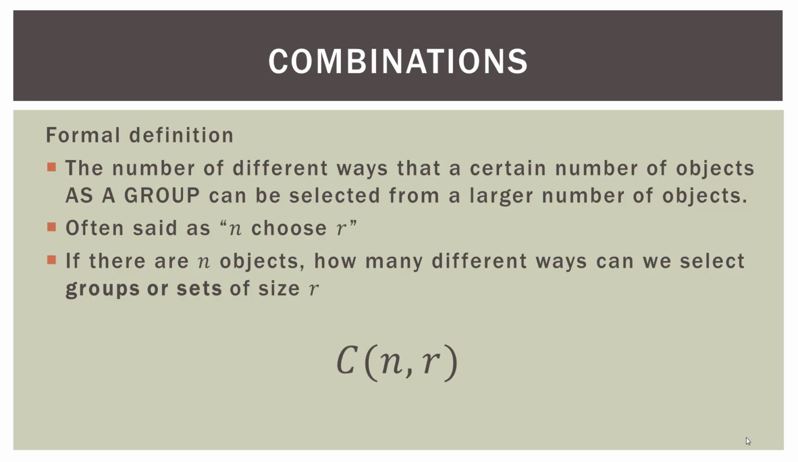And this is how it's written. C, and in parentheses, N, comma, R. So this would be N choose R. N is the total number of objects or events we're looking at, and then R is the size of the groups we want to look at.